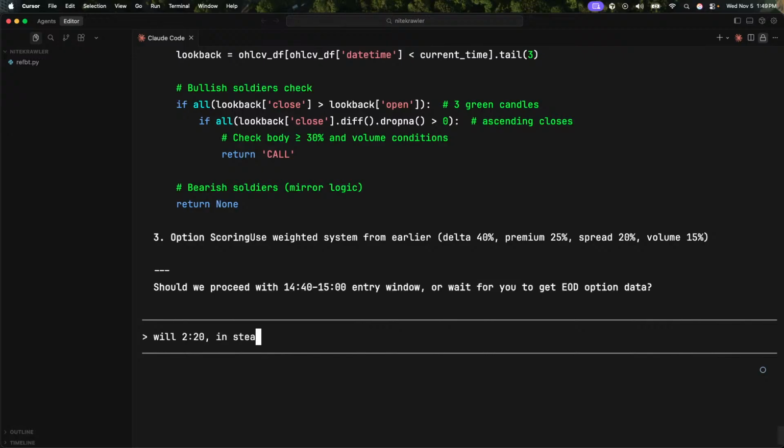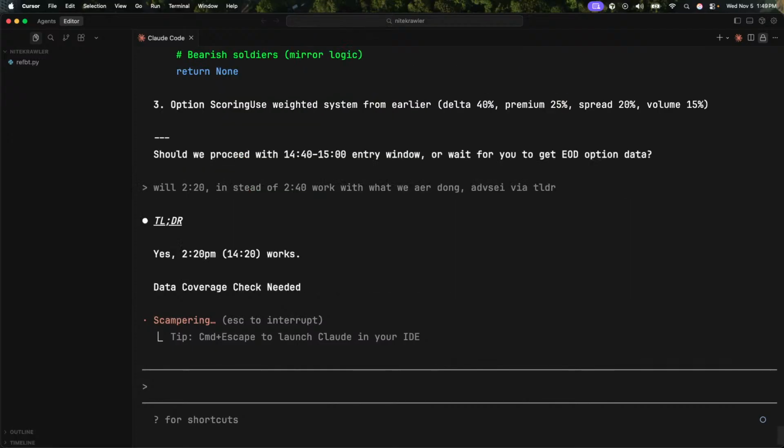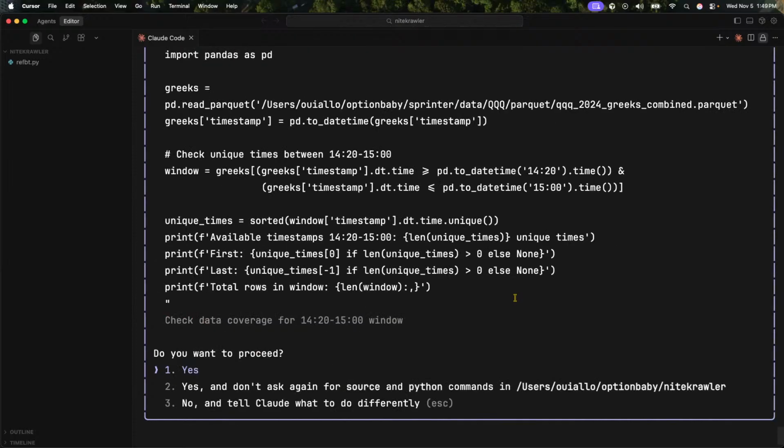Will 220 instead of 240 work with what we are doing? Advise via TLDR. Too long, didn't read, so we can get right to the point. Yes, 240 works. The data coverage check. Let me check the data coverage.